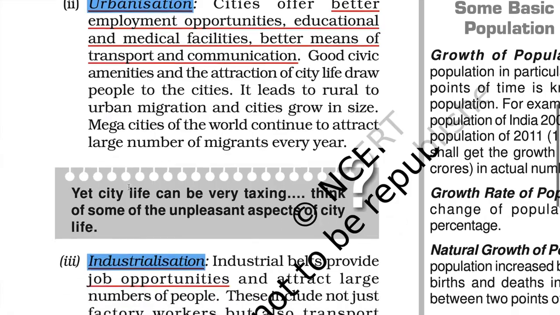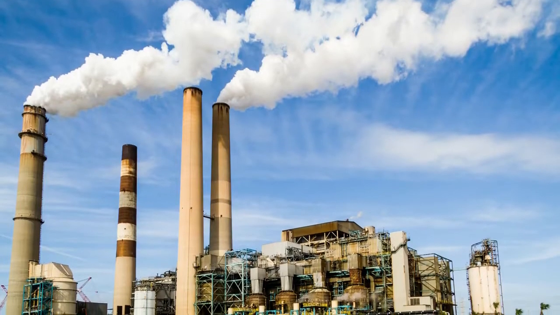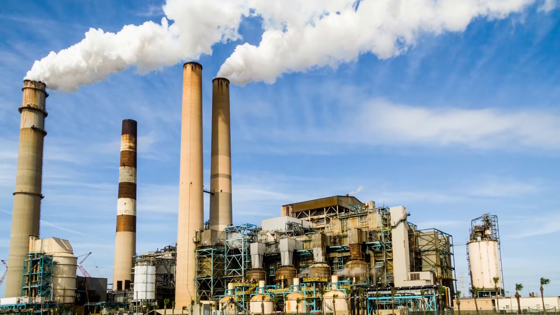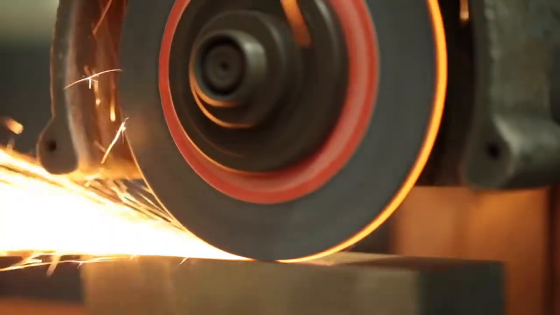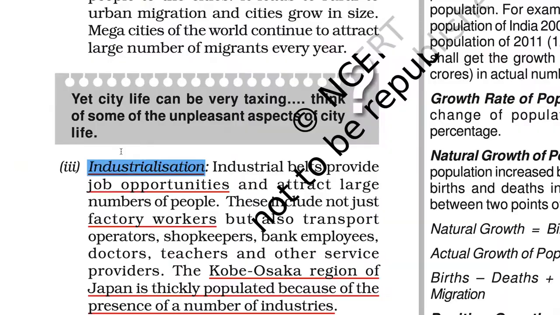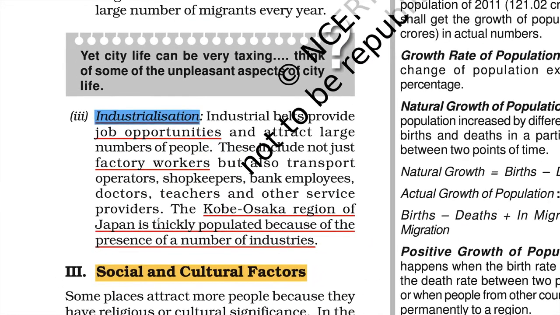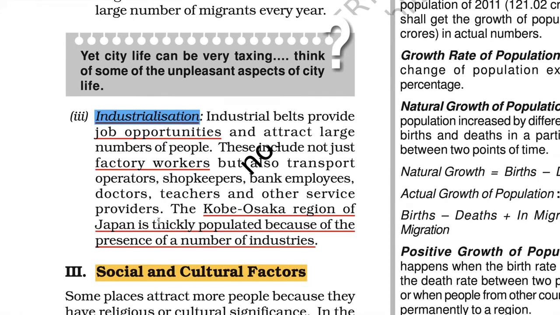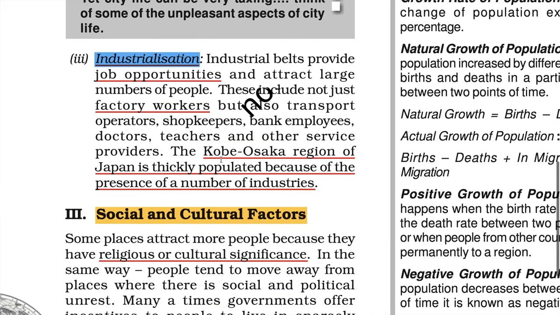Next point is industrialization. Industrialization is basically the process by which an economy is transformed from agricultural to one based on the manufacturing of goods. Industries provide job opportunities not only to the factory workers but also indirectly to transport workers, bank employees, doctors and other service providers in and around the industrial belt. An example like the one given in the NCERT is the Kobe Osaka region of Japan.